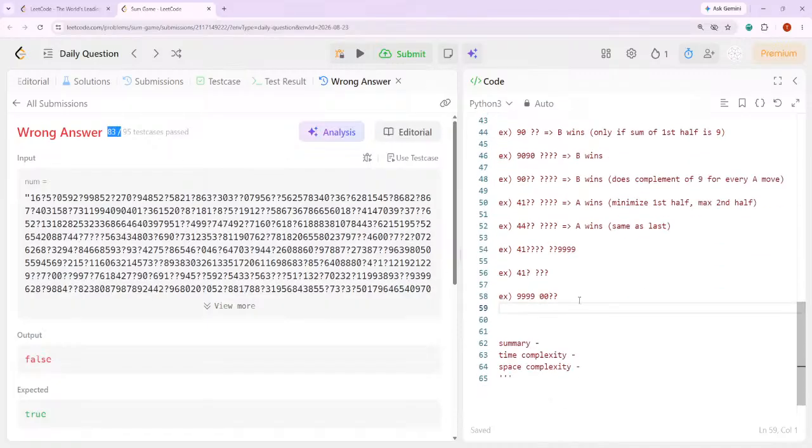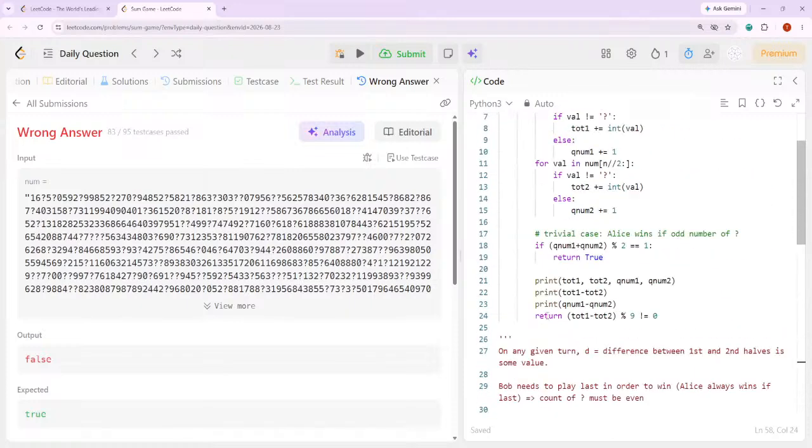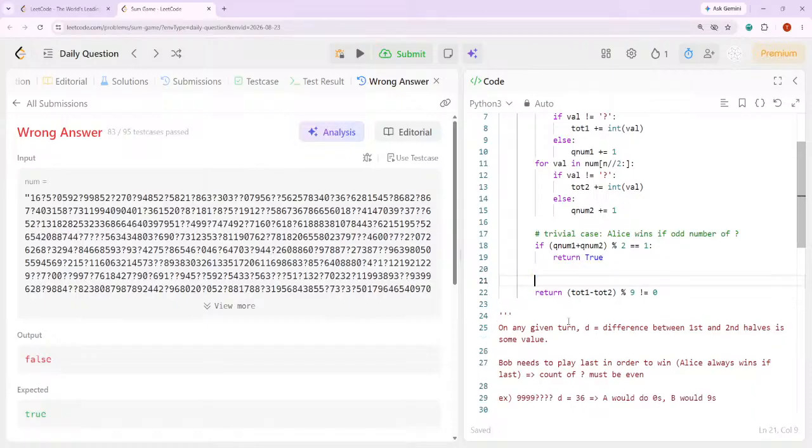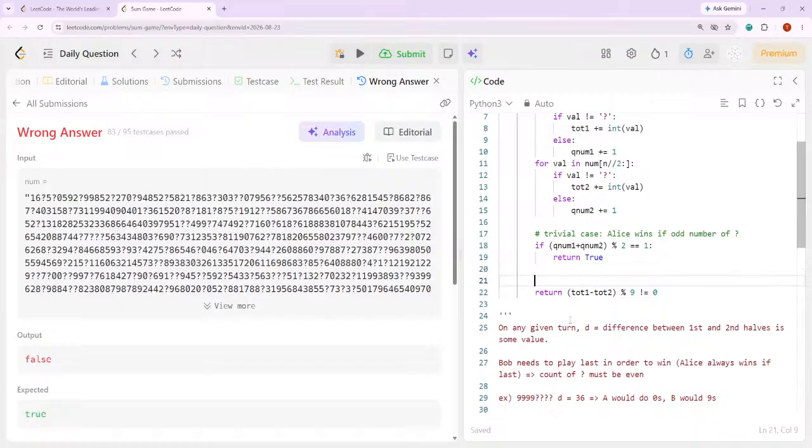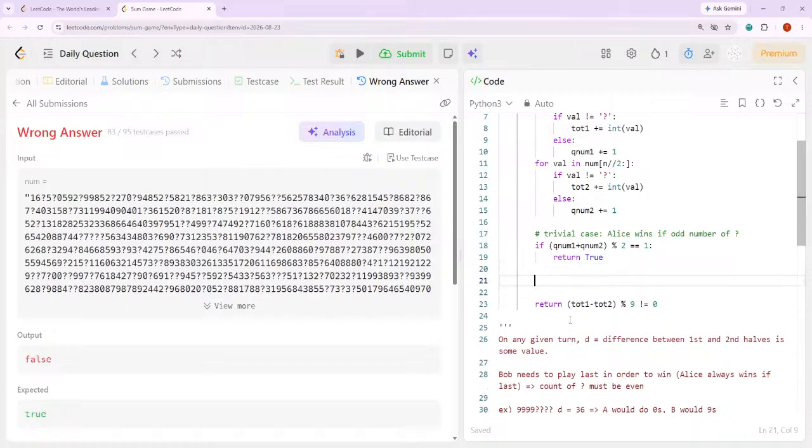Okay. So if the first half, I guess, if it's not a multiple of 9, then I think Alice would win. Yeah, if it's not a multiple of 9, Alice has to win, I think.